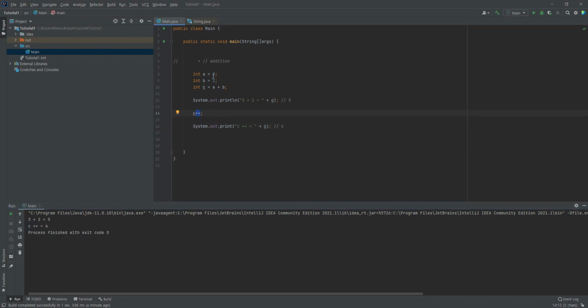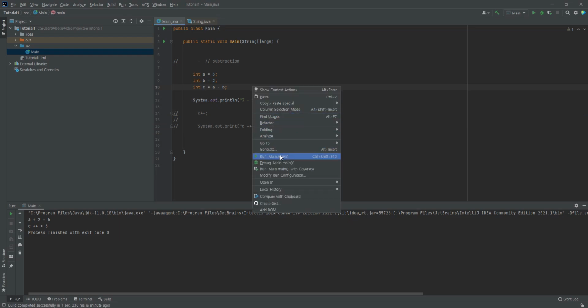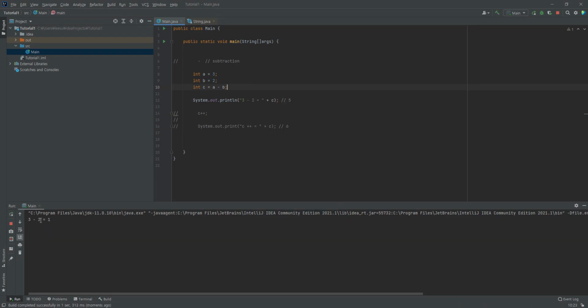Let me jump into subtraction. For subtraction, we use the minus sign symbol. Let me just convert this to a minus b. What is our expected value here? Of course, we're going to get 1. Let me comment out this first. Let me try to run. Of course, 3 minus 2 is equal to 1, which is correct.